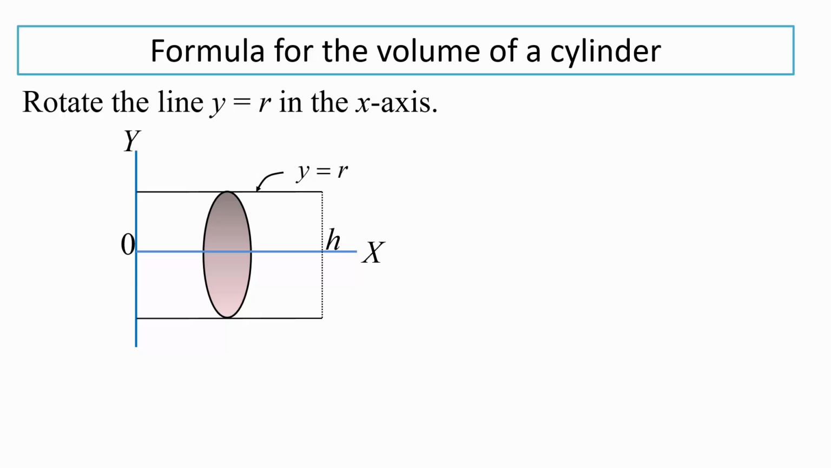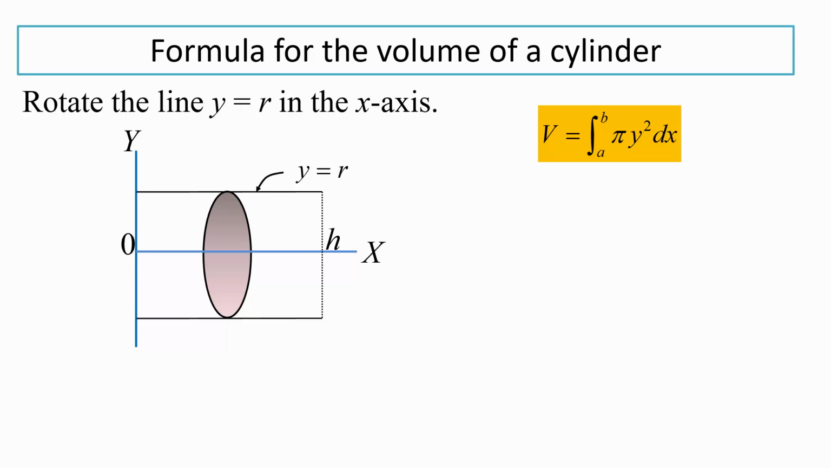Here's one that will work. We have a horizontal line with equation y equals r. r is a constant, and if we rotate that about the x-axis, we will obtain a cylinder shape. And what we will do, of course, is to integrate it from x equals 0 to x equals h. There's the formula for rotation about the x-axis.